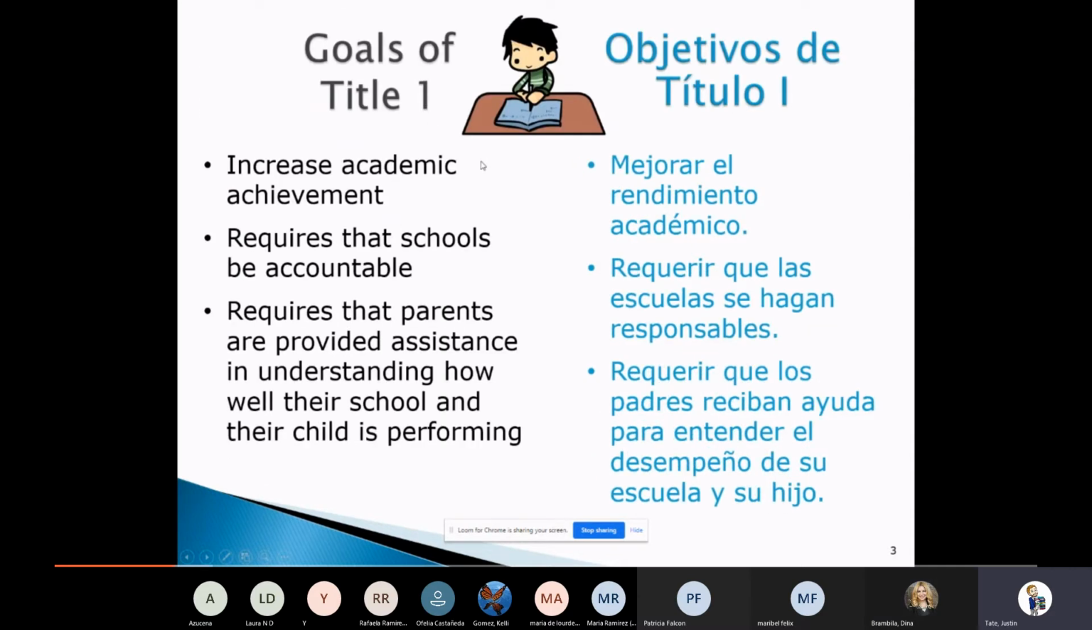The goals of Title I are to increase academic achievement. So this requires that the schools are accountable for the use of these funds and their academic outcomes. It requires that parents are provided assistance in understanding how well their school and child is performing.